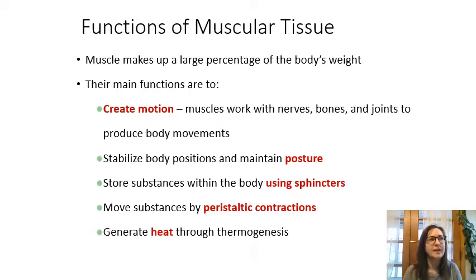And the muscular system also helps you maintain your body temperature. Muscles are very energy intensive cells. The cells there use a lot of ATP, and in burning all that ATP, they create a lot of heat.